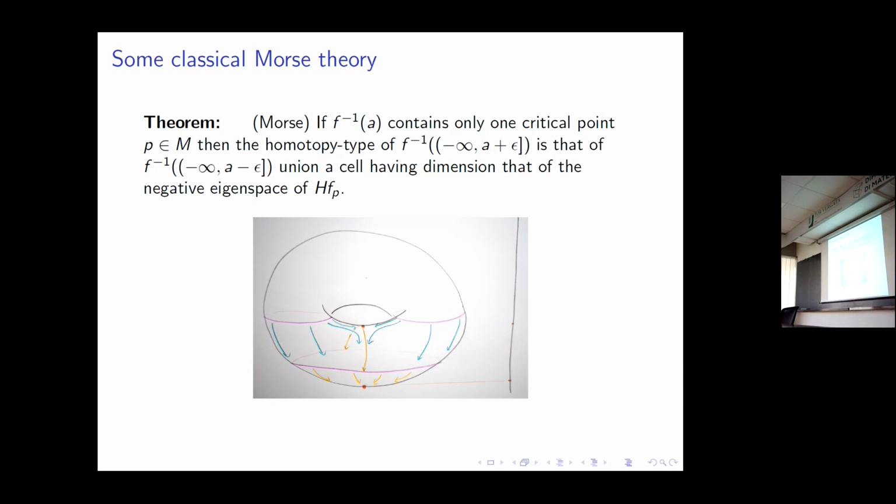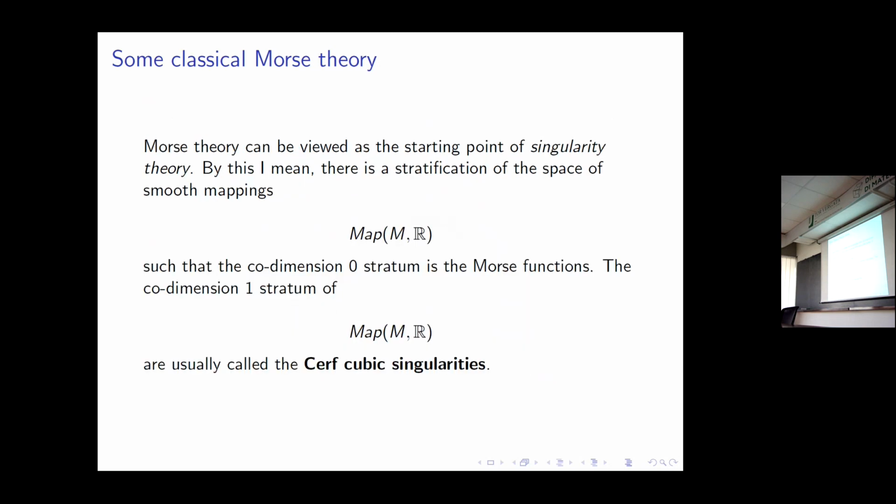Okay. So that's sort of a pencil sketch of classical Morse theory. Now I want to talk about a couple variants of it. To get to those variants, maybe some context. Morse theory, you could view it as the starting point of what tends to be called singularity theory. People use that word pretty loosely, but the way I'm going to use it is the space of all maps from a manifold to the real numbers.